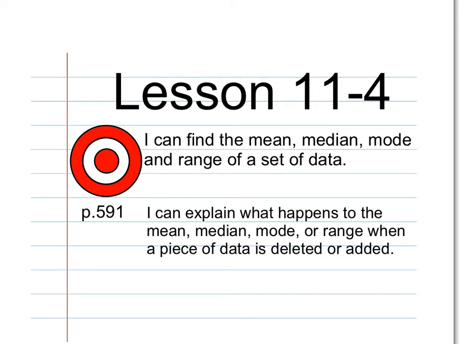I can find the mean, median, mode, and range of a set of data. These are known as our measures of central tendency. At the end of this lesson, you should also be able to explain what happens to the mean, median, mode, or range when a piece of data is deleted or added to a set of data.